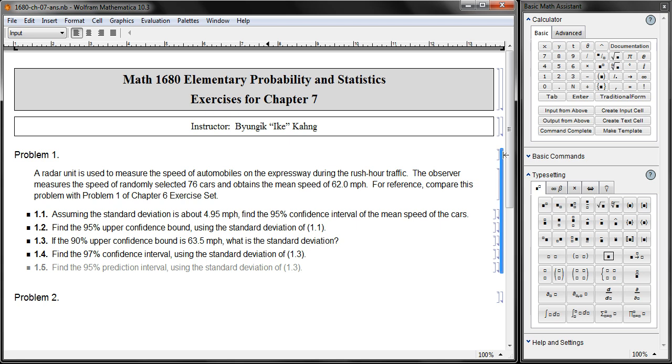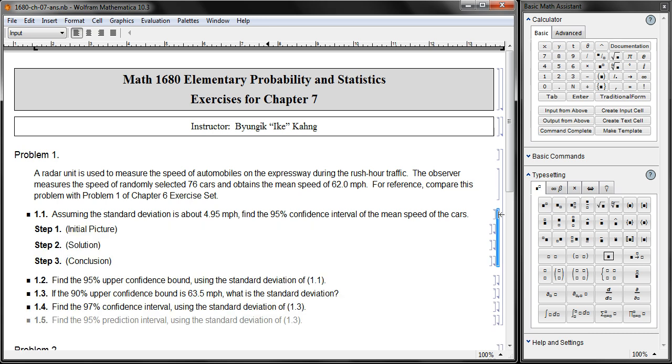A radar unit is used to measure the speed of automobiles on the expressway during the rush hour traffic. The observer measures the speed of randomly selected 76 cars and obtains the mean speed of 62 miles per hour. 1.1 was kind of like this. We are looking for a 95% confidence interval.